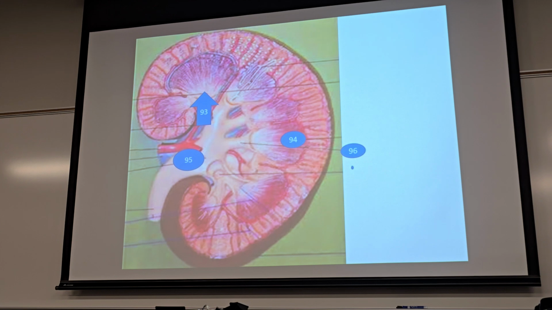Okay, so we have number 93. What's 93? Kidney. Be specific. Papilla. Right, it is the renal papilla.